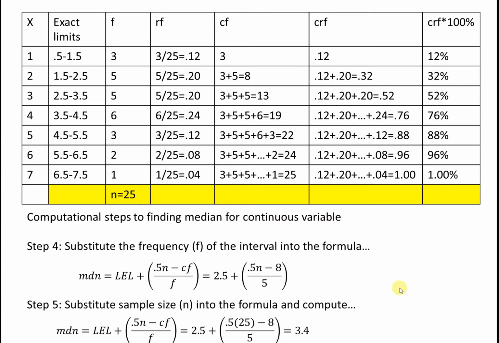Just keep in mind that the steps used to find the median, which is the 50th percentile, can also be used to find the 25th percentile or the 75th percentile and that sort of thing. The basic way that we would do that is we would identify the interval that would contain the percentile of interest and then go through the same process of substituting the cumulative frequencies and the frequencies that we've done before, multiplying the n by either the 0.25 for the 25th percentile or 0.75 for the 75th.